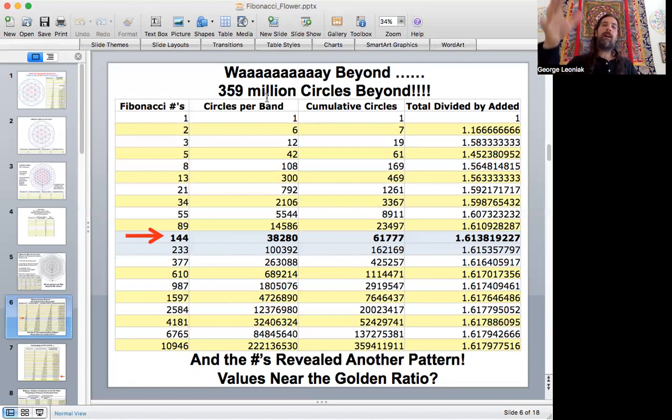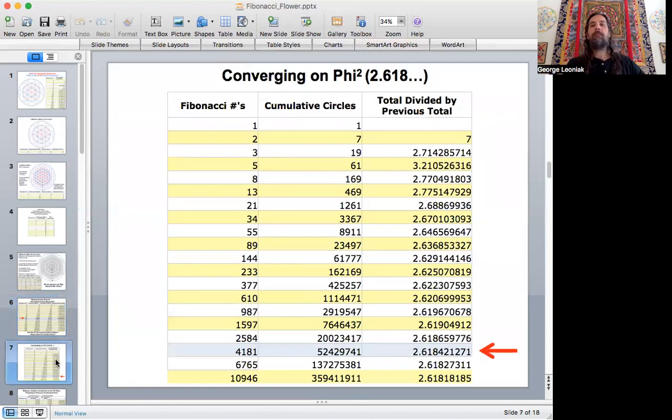So we went way beyond the 19 circles or the 469 circles, the 359 circles, 359 million circles out in the circle pattern of the flower of life design.